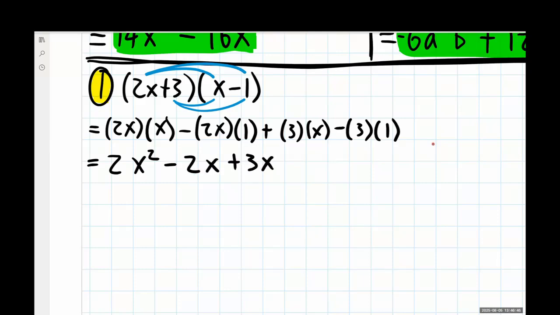plus 3x minus 3. I then combine like terms where I can. I have two x terms showing up here, so these can combine together. They cannot combine with the x squared term because this x has a second power, or raised to the second power attached to it. So only these two can combine in the middle here. I'm going to get my final answer of 2x squared plus x minus 3.